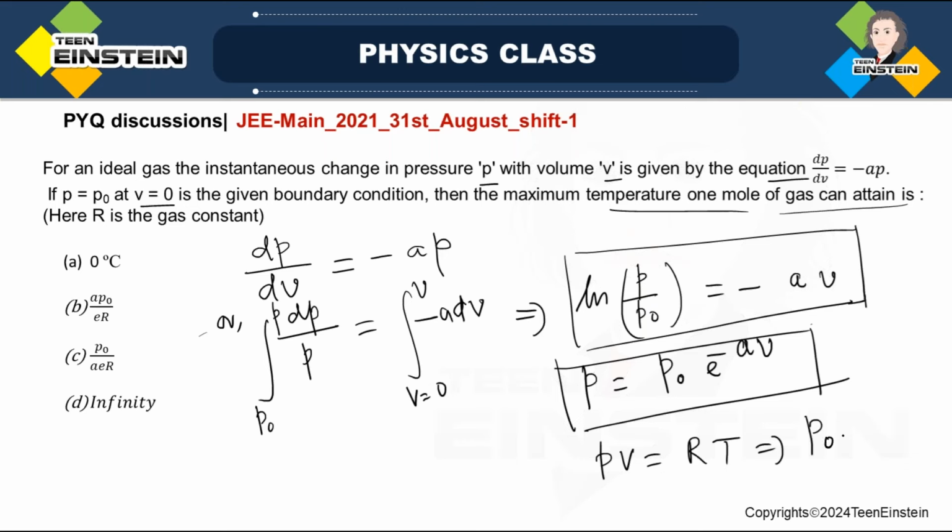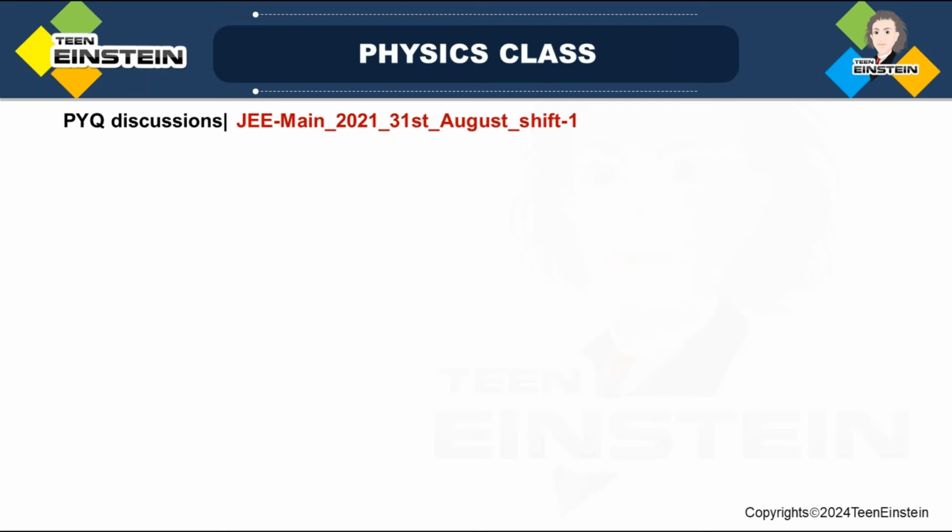So P0, I'll write P0 e to the power... okay, I have to find out T actually. All right, just a minute. I'll just go to the next page. So I have got this expression. Let us go ahead with this.